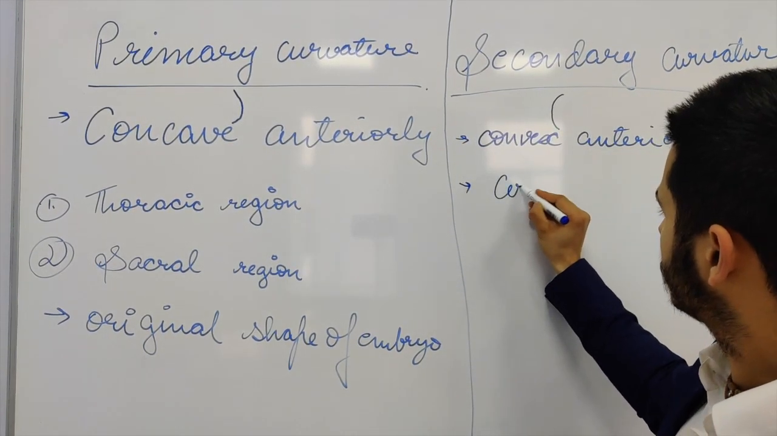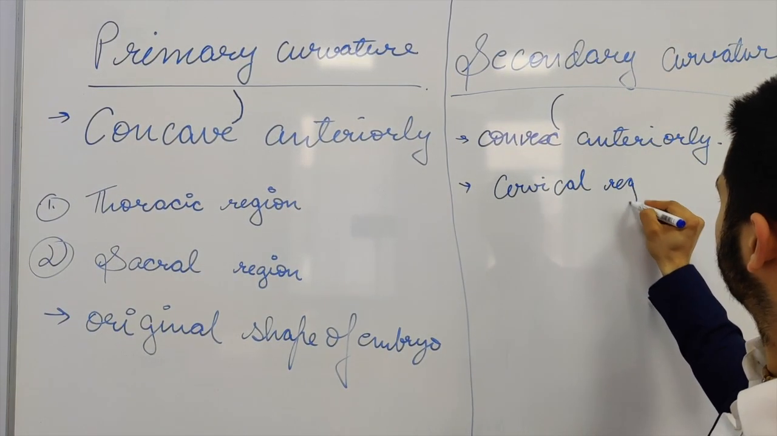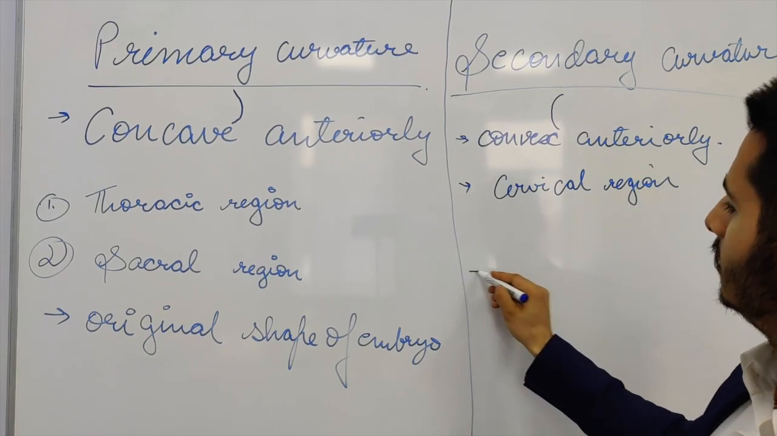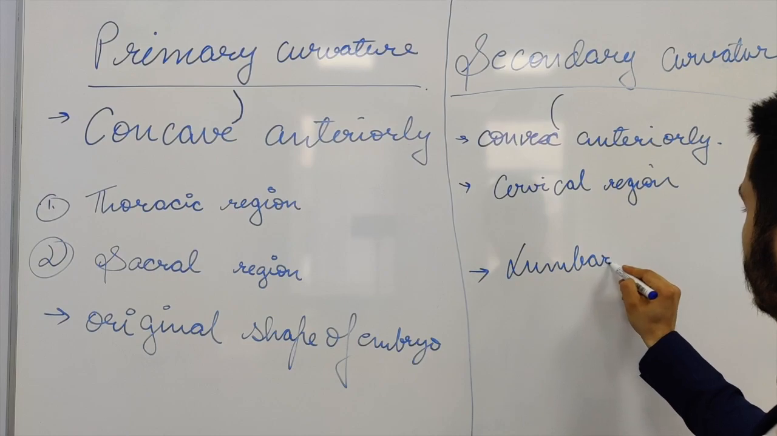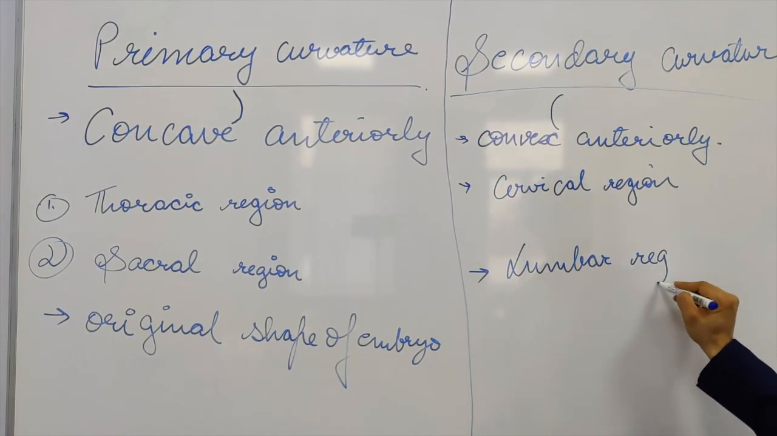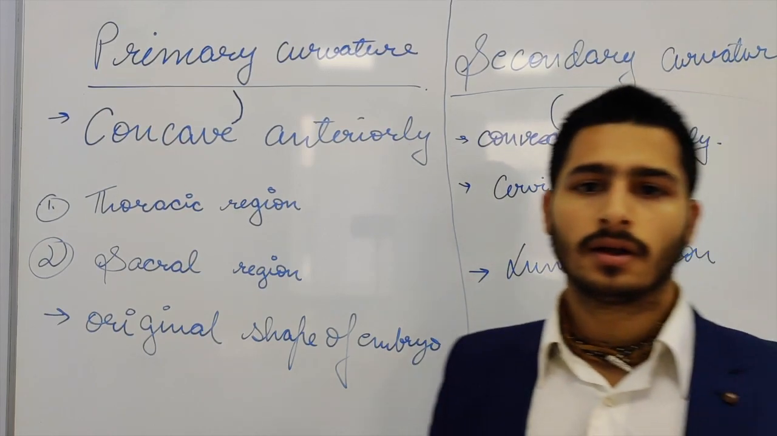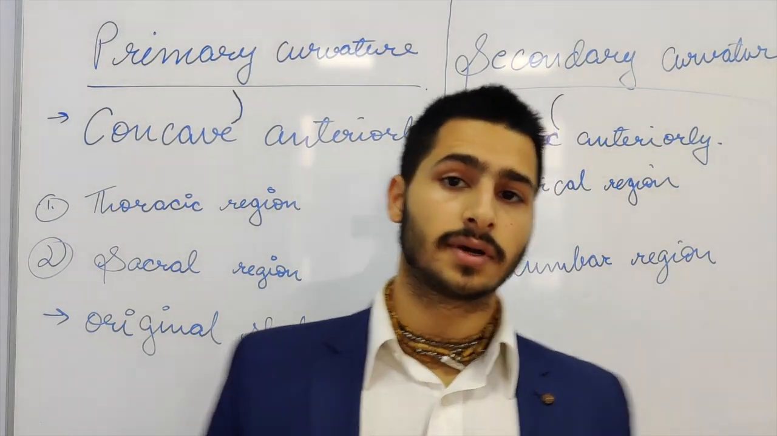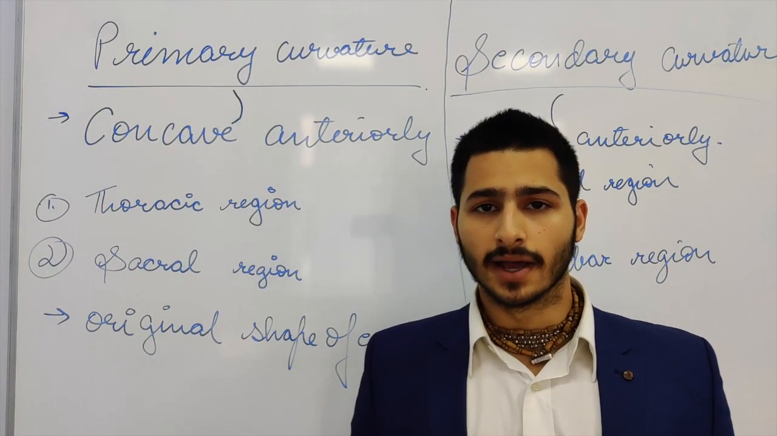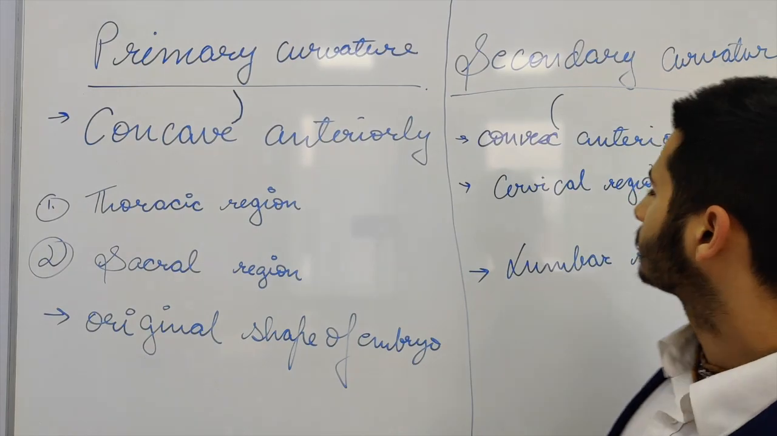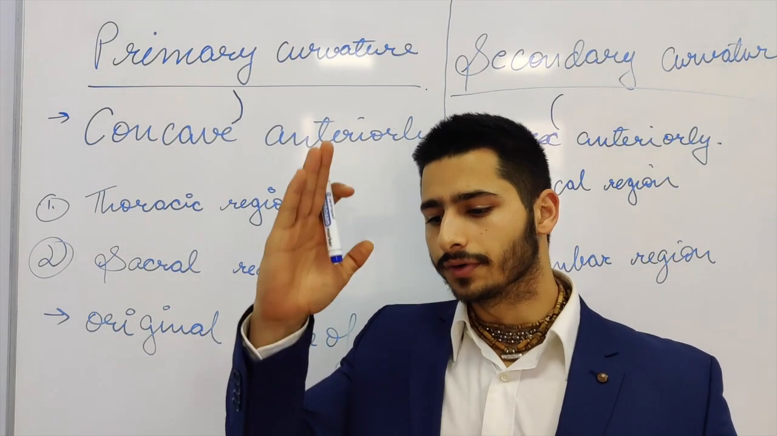The regions that have the secondary curvature are the cervical region and the lumbar region. So we have cervical curvature and the lumbar curvature. They are the secondary curvatures. The reason that we have the secondary curvature is because it brings the center of gravity to a vertical line.